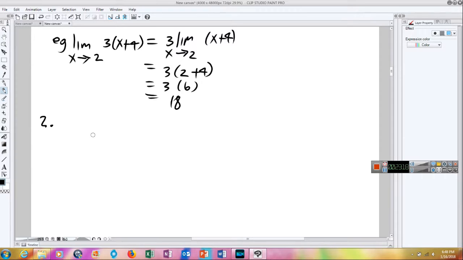So we move on to another. Limit as x tends to 1 this time, for the function 2x times x plus 1. So in this case, let's call 2x f of x. Let's call x plus 1 g of x.